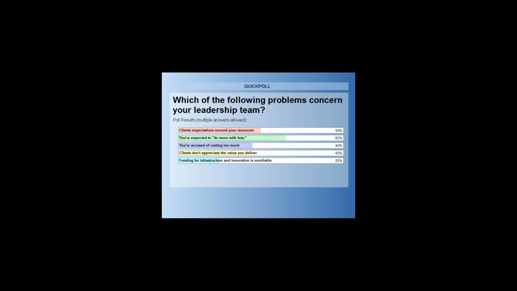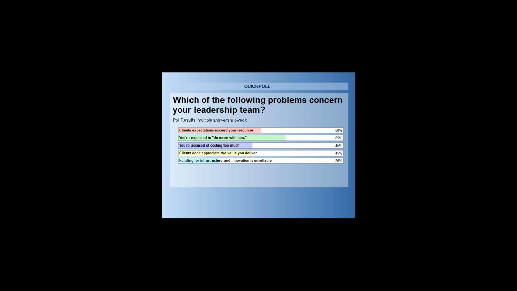We had about 71% of our audience today that participated in this poll. A large number of them, 65%, went with the second choice, that they are expected to do more for less. 50% believe that client expectations exceed their resources. And just about 25% believe that funding for infrastructure and innovation is unreliable. And it's between clients not appreciating the value that they deliver and accusing them of costing too much.